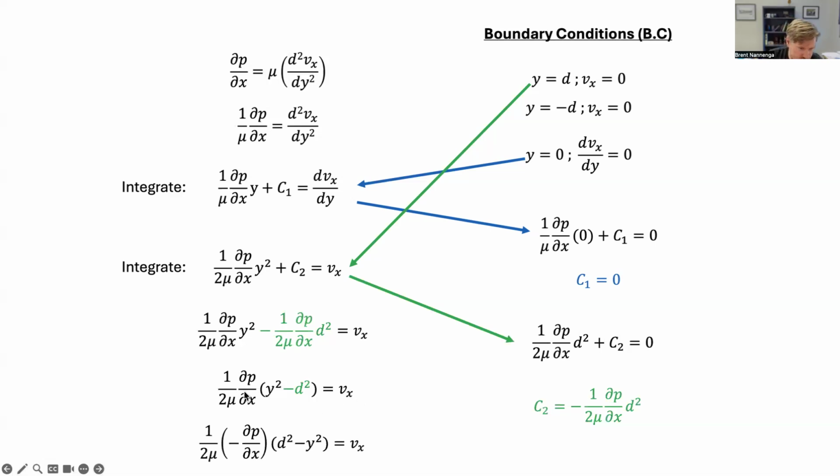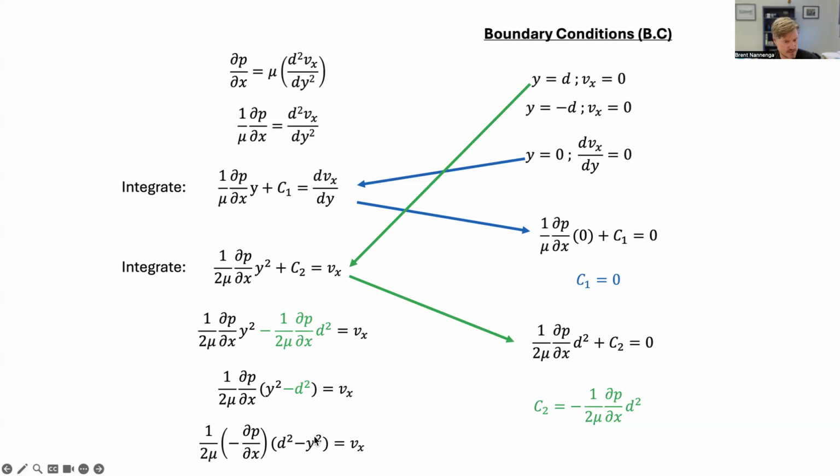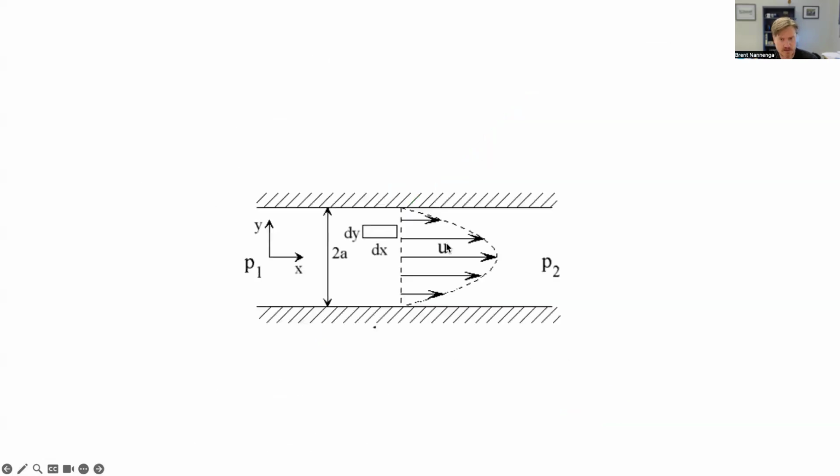And because pressure drop, remember, is usually given as negative dp dx, we're going to just flip the sign here, and we're going to get this final equation here, which is our velocity profile as a function of the pressure drop and the distance between the 2 plates. So you can see here, this looks like a parabola, and this looks parabolic. So this is how you would solve the velocity profile in this case.